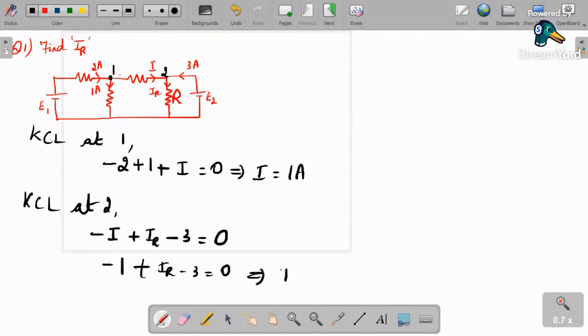So from this what is the current through the resistor R? This is IR. It is given by 4 ampere. Your answer should be 4 ampere. Yes, very good.